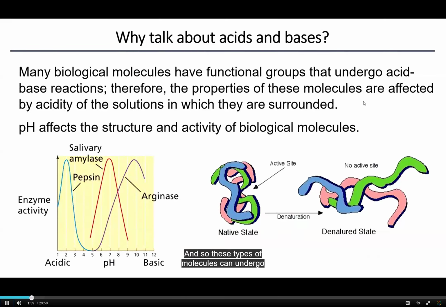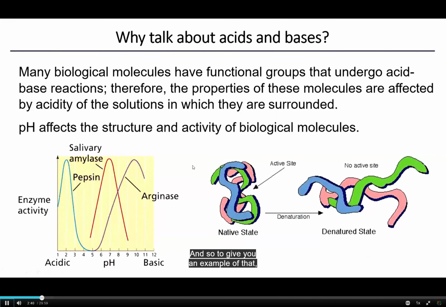And so these types of molecules can undergo different states of protonation or different states of charge, depending on the environment they're in. It also will affect dramatically how those proteins fold, the interactions between these functional groups. And interactions between the functional groups will depend very heavily on their charge, and their charge depends heavily on the pH of the surrounding environment. In fact, proteins will denature, or go from a native state to a denatured, inactive state, if they're placed in a pH that is outside their optimum pH environment.